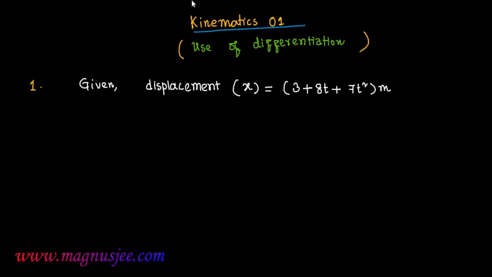meter. And time is given, instant of time is 2 seconds. What we have to find? Velocity and instantaneous acceleration at the instant t equal to 2 second.